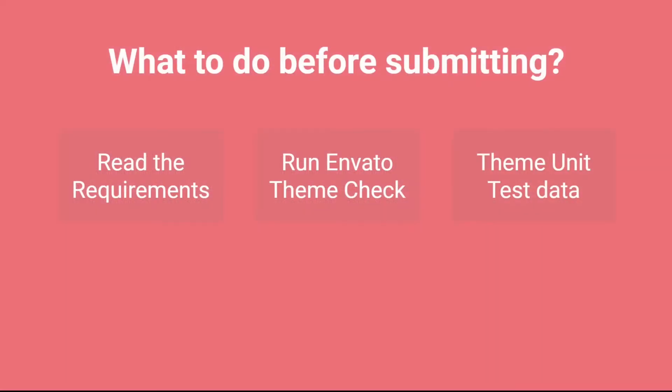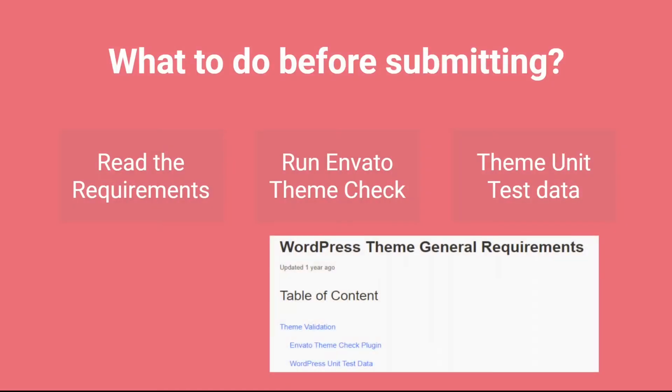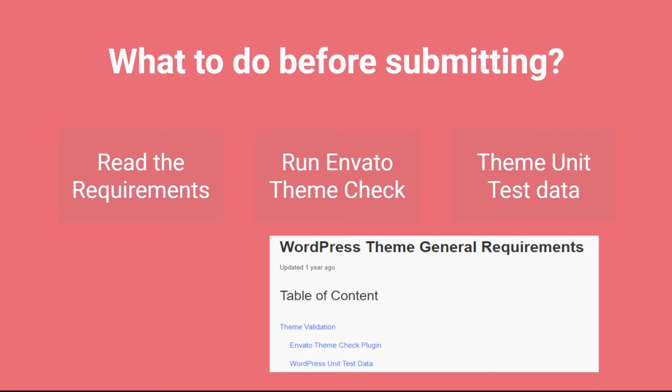Also, make sure you install the theme unit test data and check out all the different pages to make sure that your theme is not breaking. For example, this is the image alignment one. You can check whether your images are being put in the right place and it's matching up with what it should be doing. And there are a lot of different posts with different content, and you just need to make sure that your theme is not breaking on any of those pages and everything is styled appropriately. Now, both of those, Envato theme check and theme unit test data, they're both written about in our requirements, and you can find links to where to install those there as well.